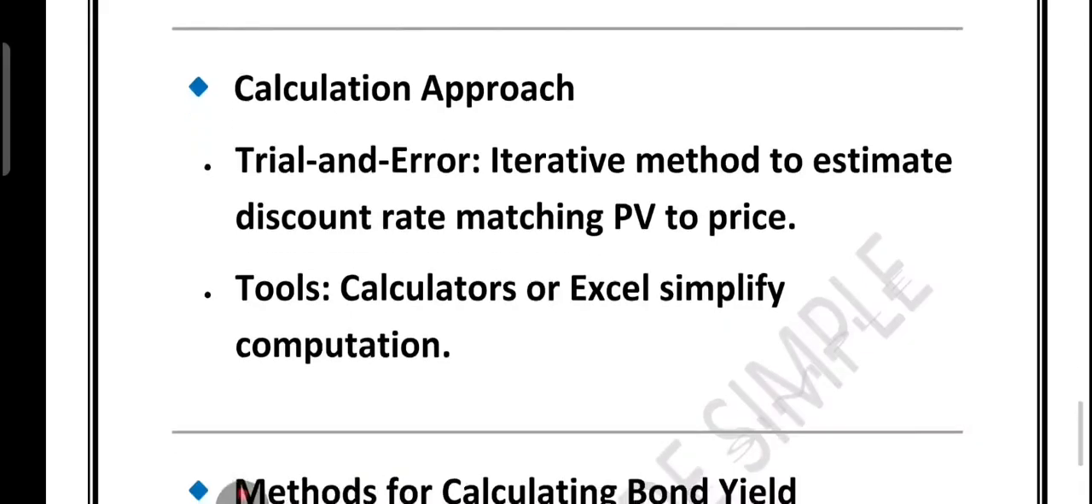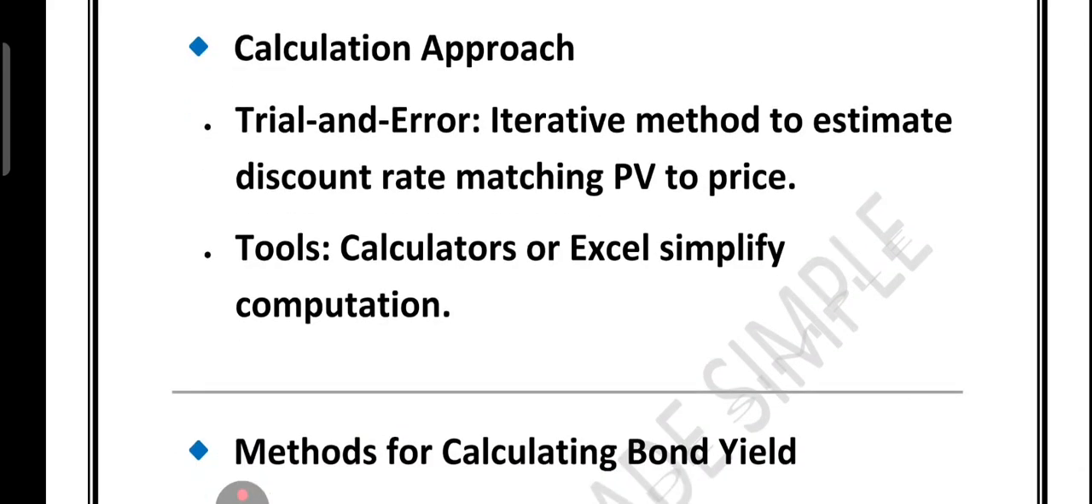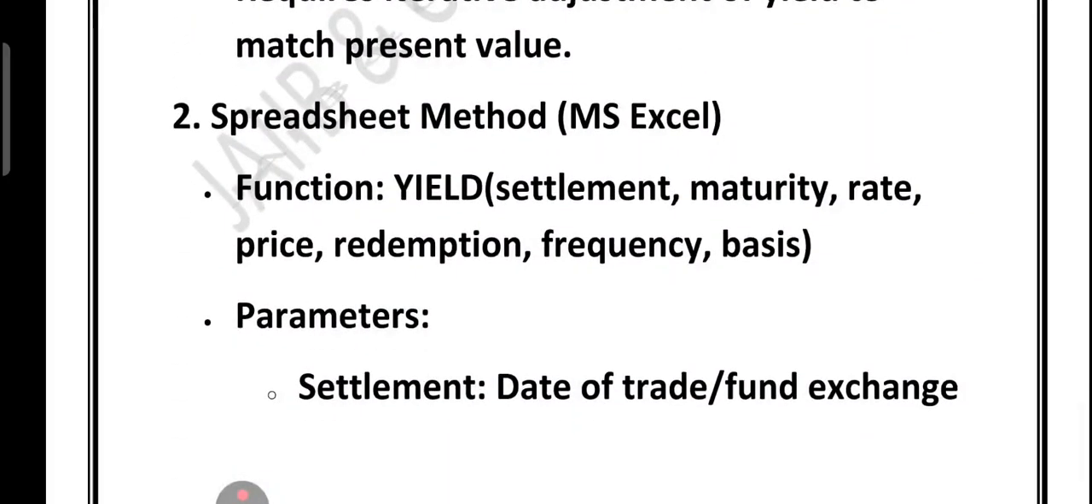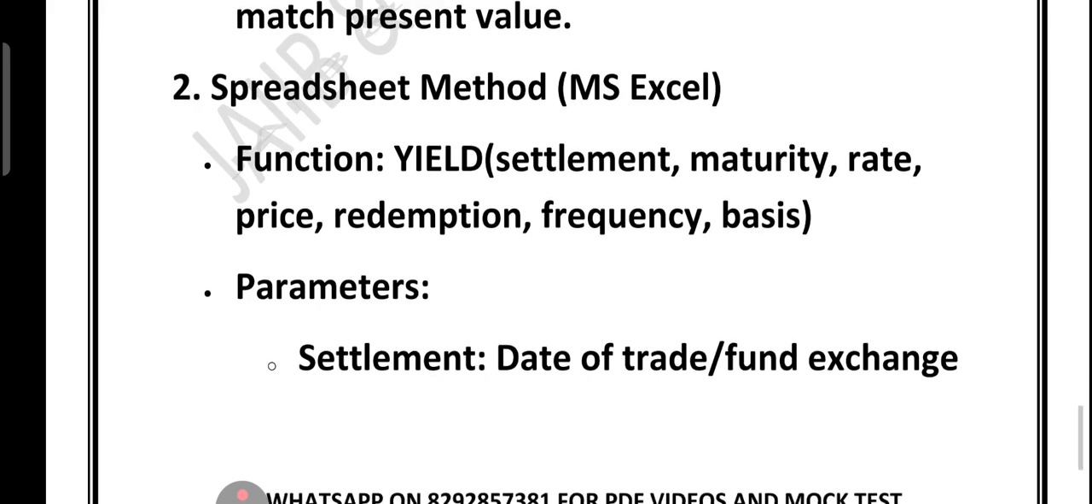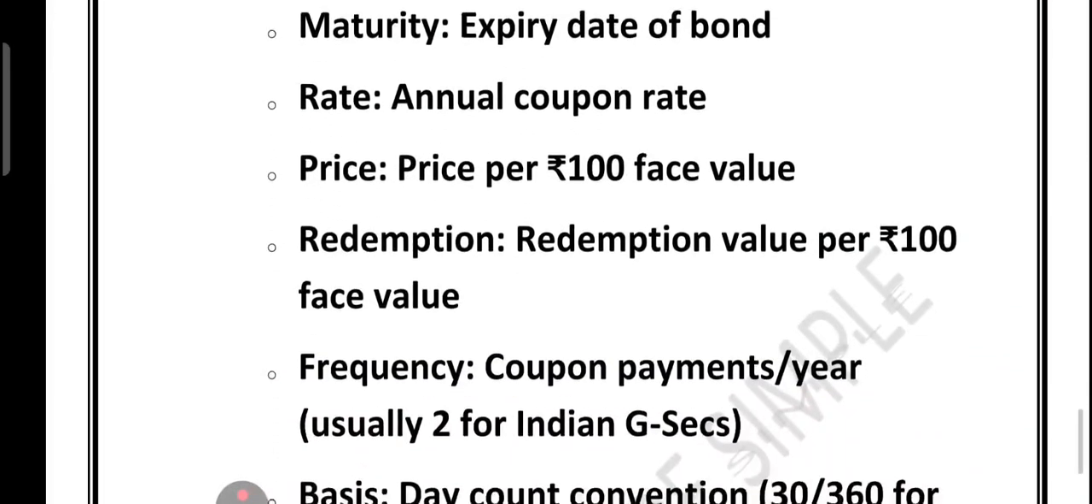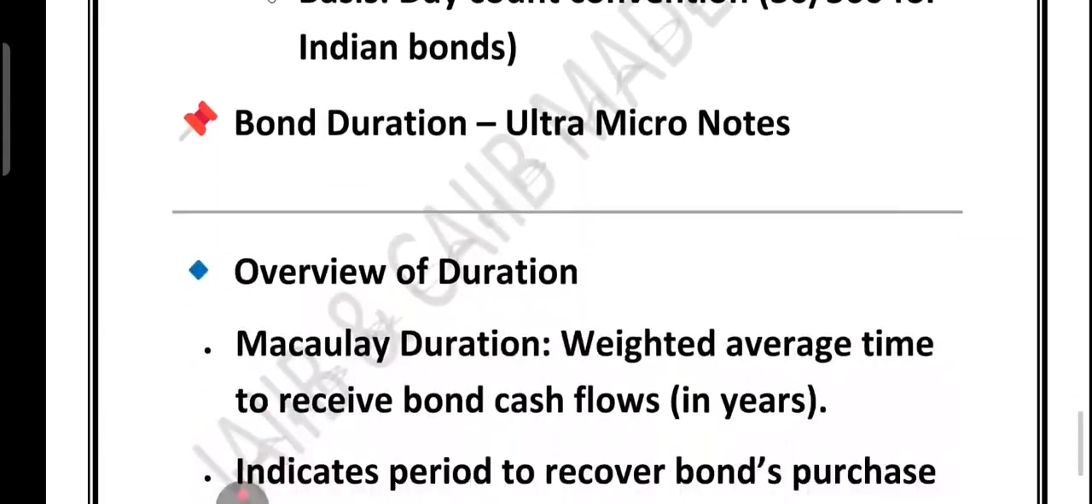How to compute it? There are two ways. The trial and error method: we adjust the discount rate repeatedly until the present value of the future cash flows matches the bond price. It works but can be complex for government securities with multiple cash flows. The second method is the spreadsheet method. Excel makes it much simpler with the yield function. There are some parameters which it takes into account, but I think no need to go through that much detail.